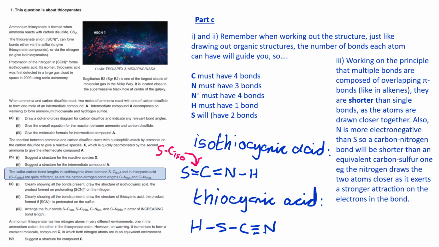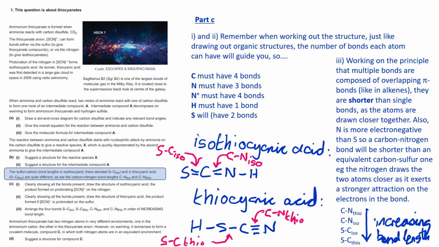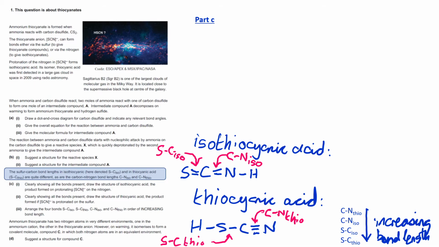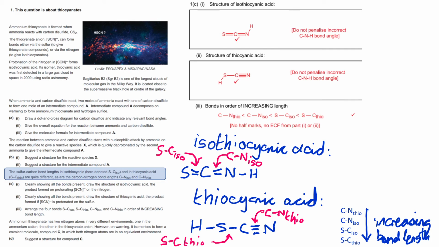So if we label each of the bonds that the question talks about, that gives us an idea that we've got an increasing bond length going from CN-thio to CN-iso to SC-iso to SC-thio. So we take away all that text there, put in the mark scheme, and that matches what we've drawn. They don't really worry too much about bond angles here because they weren't asking you that. And you can see that our increasing bond length trend is the same as theirs.